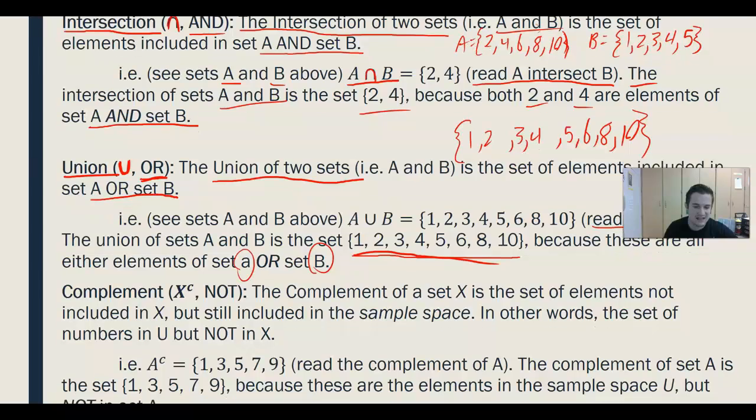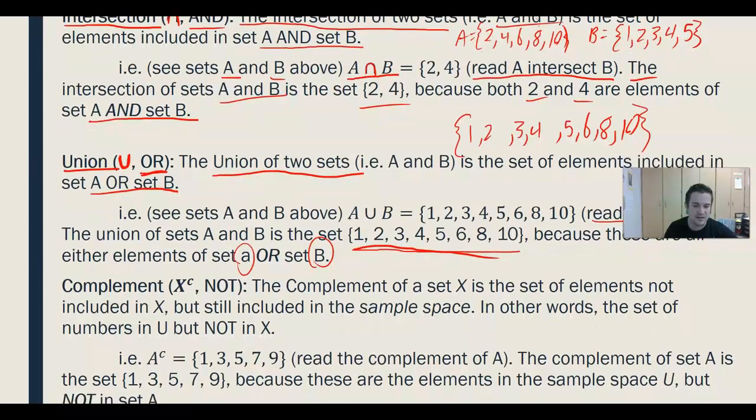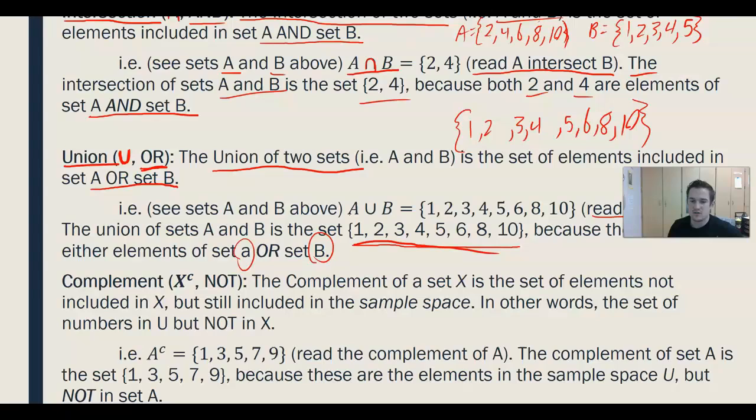The last definition we're going to talk about is the complement. When I say the complement, I denote it with this little exponent up here, a C. And I usually think of the word not. So let me explain that. The complement of a set X is the set of elements not included in X, but still included in the sample space. In other words, it's the set of numbers in U, but not in X.